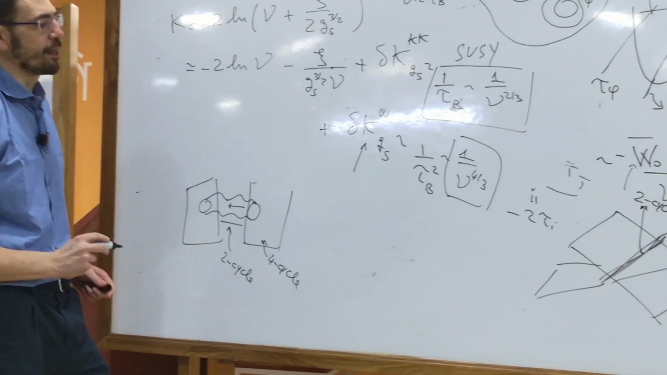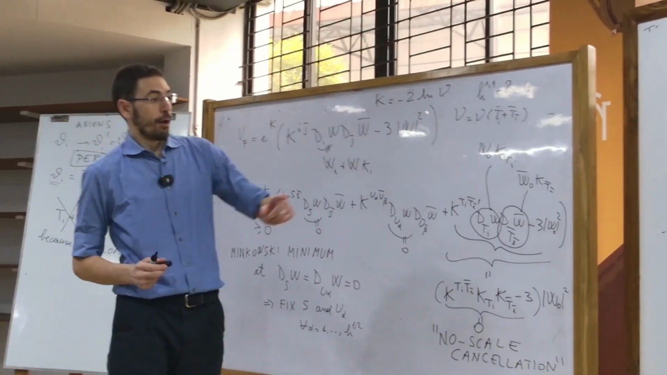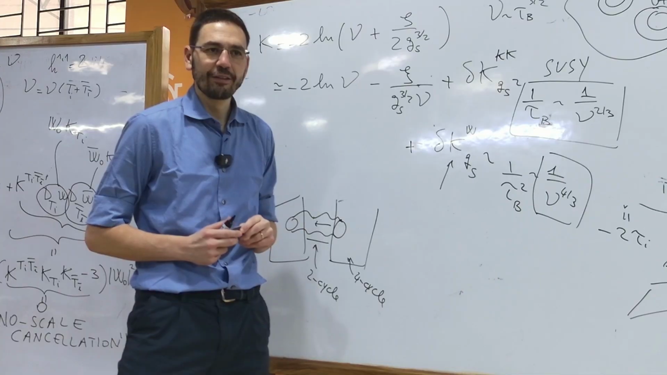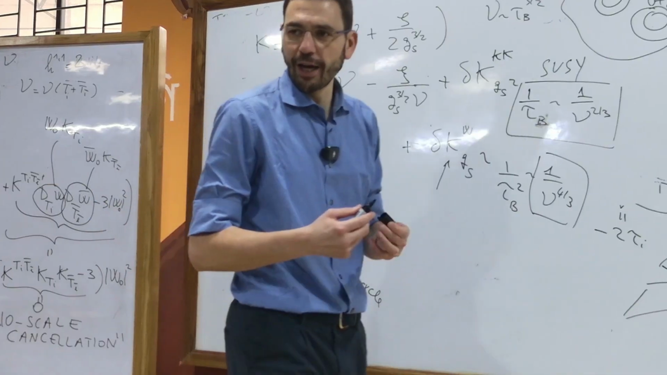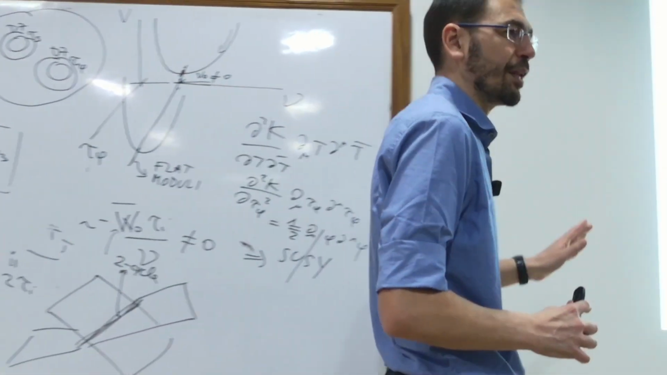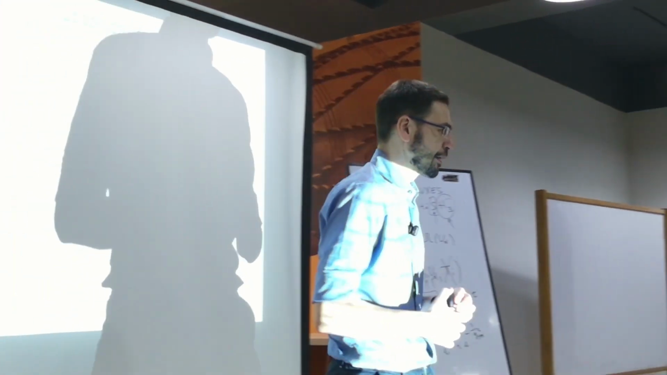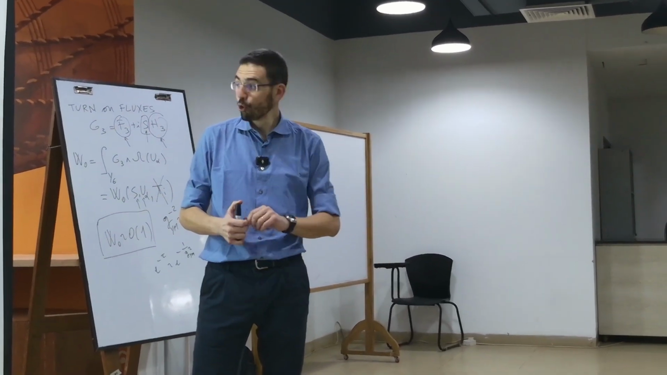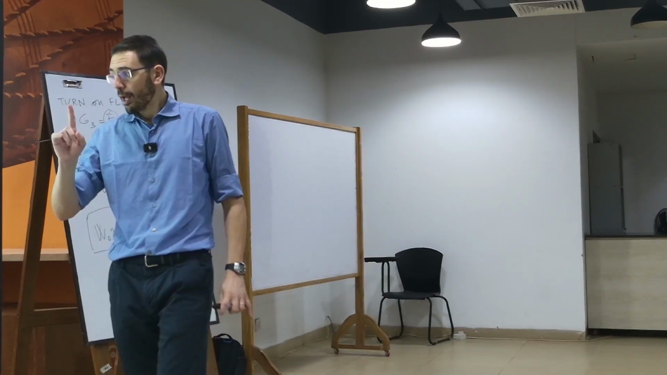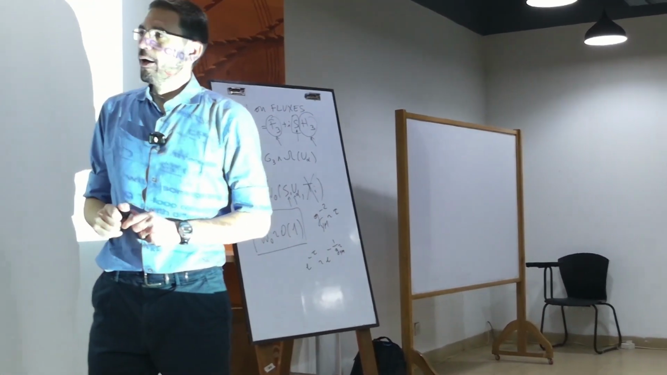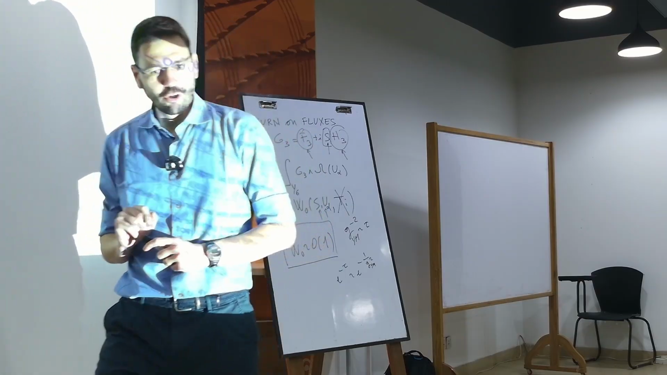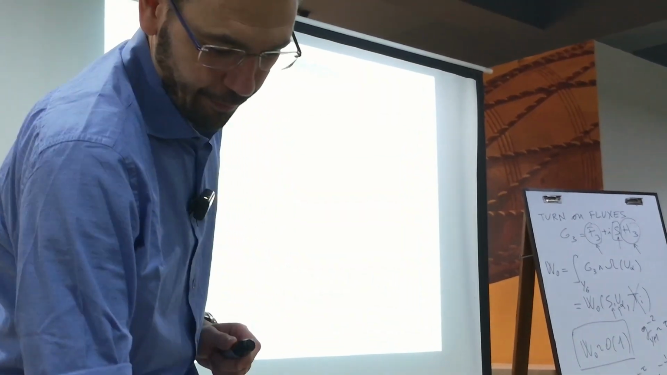So these do not experience any no-scale cancellation. However, they would be subdominant with respect to this guy. So I think this is very nice because it tells you that the stabilization mechanism that I presented before is robust under these loop corrections. However, they can still ruin the flatness of the inflaton potential.